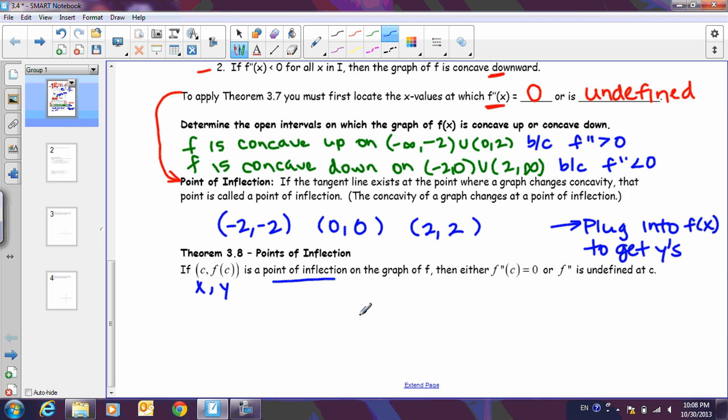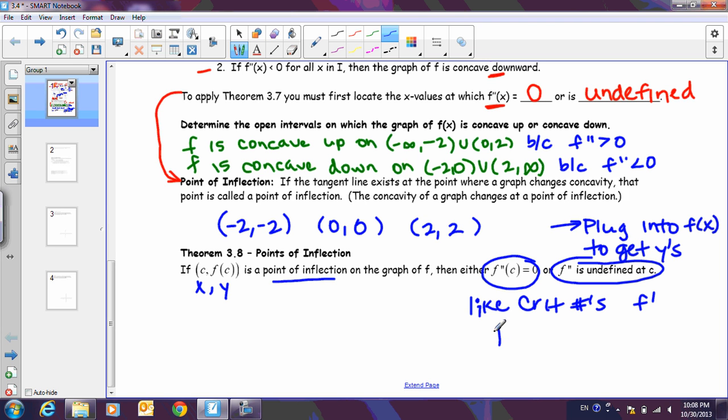If that is a point of inflection, then we know one of two things is happening. Both of them have to do with f double prime. F double prime is equal to 0, or f double prime is undefined. Again, this is like critical numbers, but critical numbers were with f prime. Points of inflection have to do with f double prime.